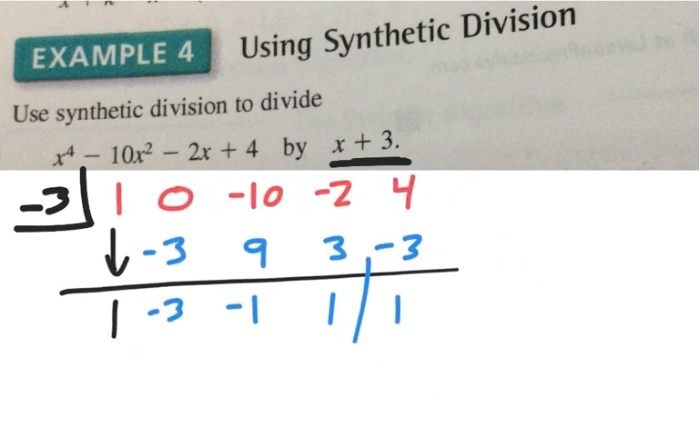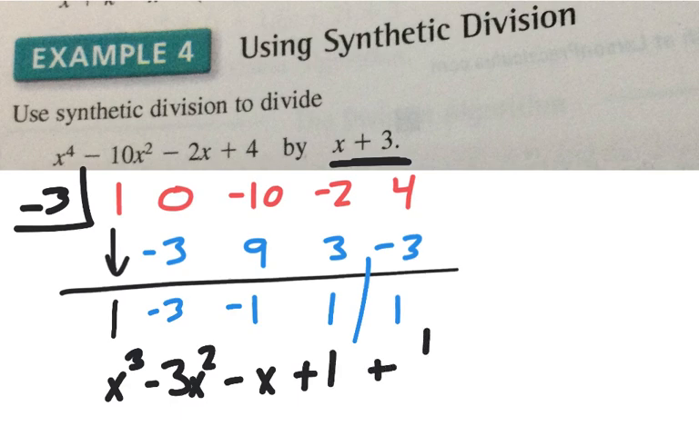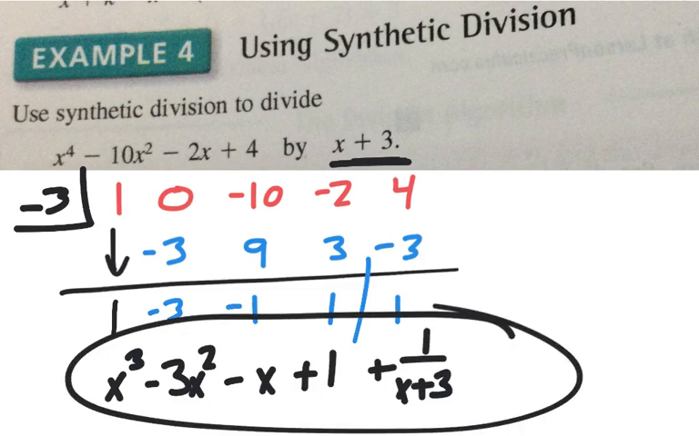So what this means is, if I perform this division using long division, I would have a remainder of 1. This would be my constant coefficient. This would be the coefficient of the x to the first, x to the second, and x to the third. So I know if I do the division, I have 1x cubed minus 3x squared minus 1x plus 1 with a remainder of 1 over what I was dividing by. So if I perform the division, this would be the polynomial that was left.